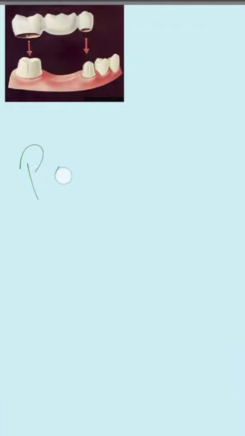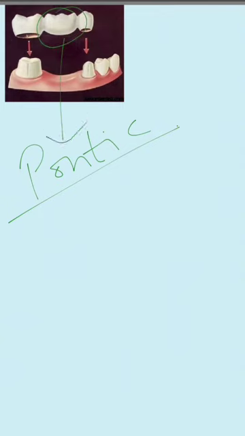Next coming to our next component, that is Pontic. The Pontic is a suspended member of the FPD that replaces the natural tooth and restores the function, and it occupies the space of a missing tooth. In this image you can see the Pontic, restoring the function and occupying the space of a missing tooth. It is not a natural tooth, but it acts as a natural tooth.